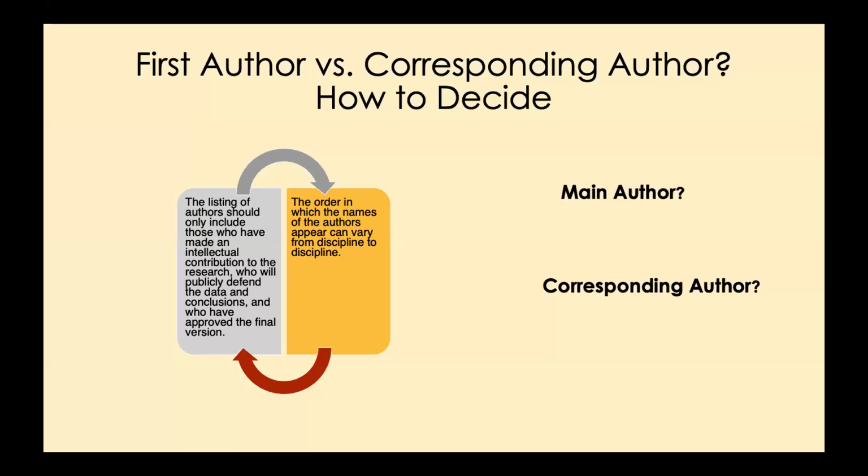Okay, so the order in which the names of the authors appear can vary from discipline to discipline. Okay, so meaning that the arrangement of the authors, normally the first author is the main author, but yet it depends.